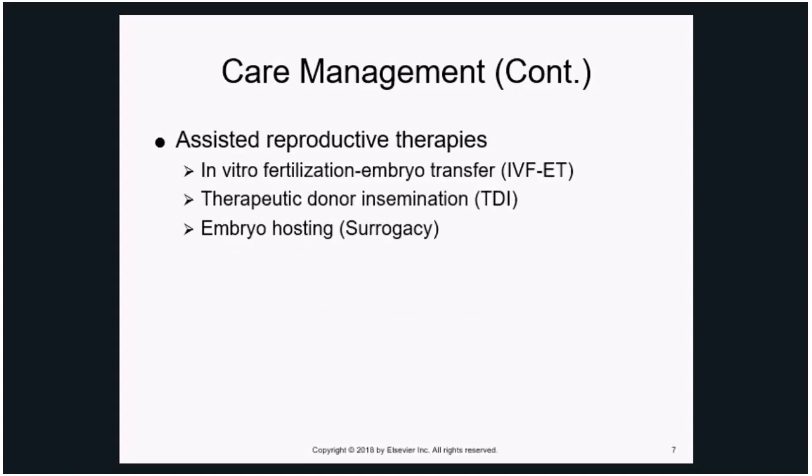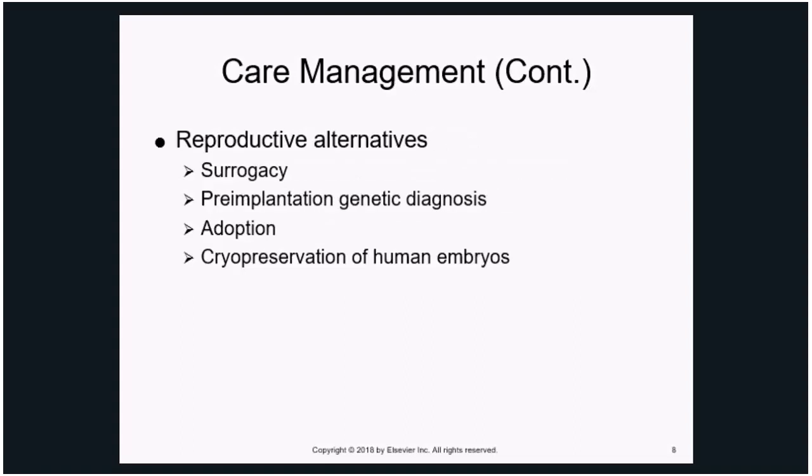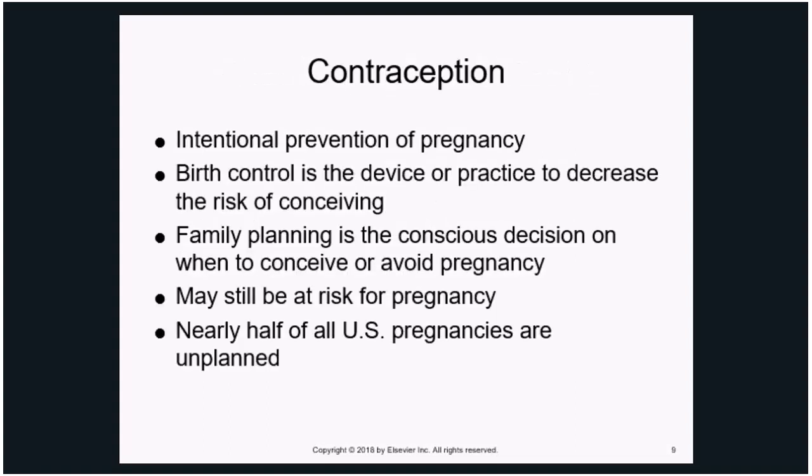Assisted reproductive therapies include in vitro fertilization, embryo transfer, therapeutic donor insemination, and embryo hosting, such as surrogacy. Reproductive alternatives can include surrogacy, pre-implantation genetic diagnosis, adoption, and cryopreservation of human embryos.